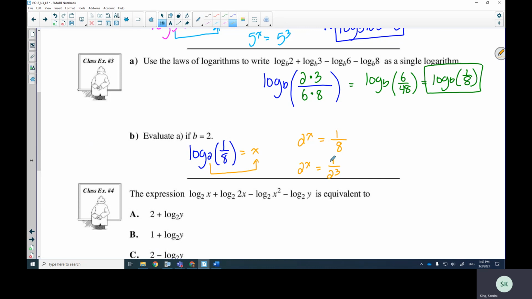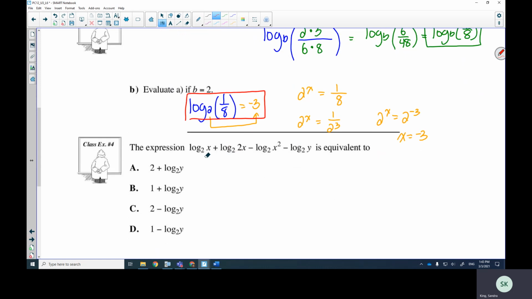Right now, this base is a half, so bring that 2 up to get into base 2, and that exponent becomes negative. So 2 to the power of x is equal to 2 to the power of negative 3. Drop your bases, x is equal to negative 3. So this answer, if I'm just going to erase it to write my conclusion statement, log base 2 of 1/8 is negative 3. That would be your answer.